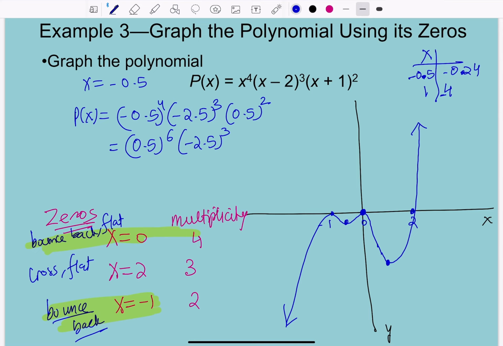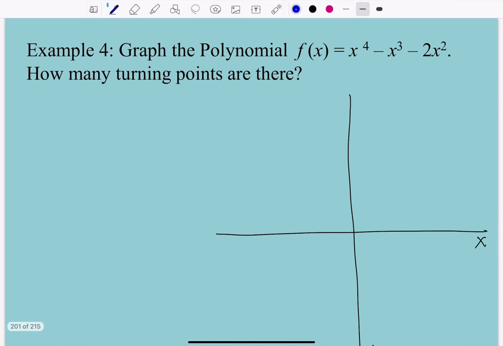That's how the sketch of the graph looks like. Right, another example, graph the polynomial x to the fourth minus x to the third minus 2x squared. It's a fourth degree polynomial. So first thing I'm going to think about is the end behavior.